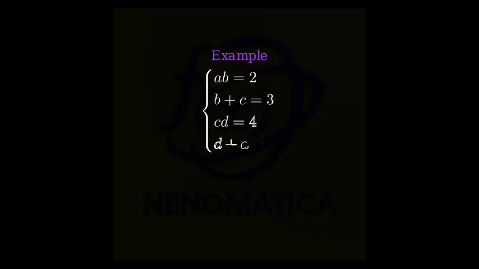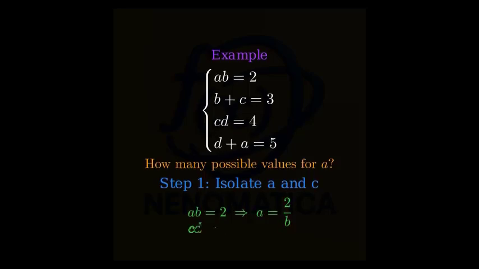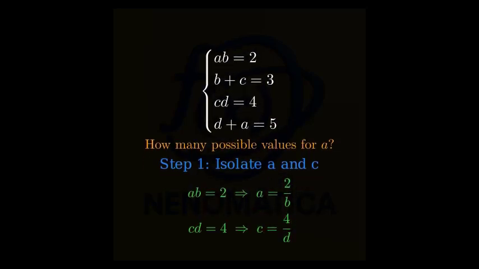In this example, we will solve a four-equation system and determine how many possible values the variable a can take. First, let me show you the system and the question. Step 1. From a times b equals 2, we can solve for a as 2 over b. From c times d equals 4, we can solve for c as 4 over d.